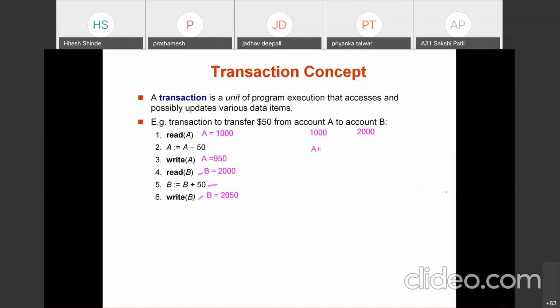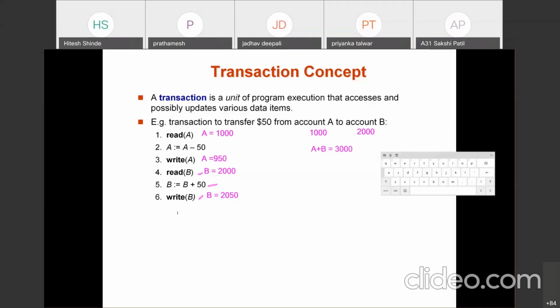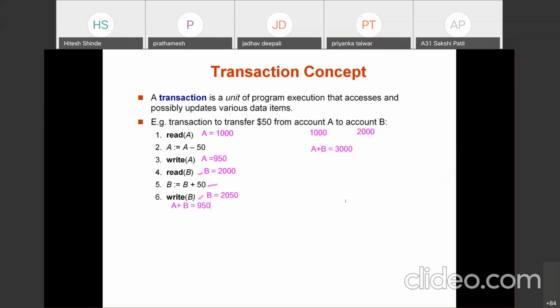A plus B. See, it is important. It's very simple but important. Initially, when we start the transaction, the value of A plus B is 3000. And after the end of the transaction, what is the value of A plus B? It is 950 plus 2050, which is equal to 3000. So it executed correctly.